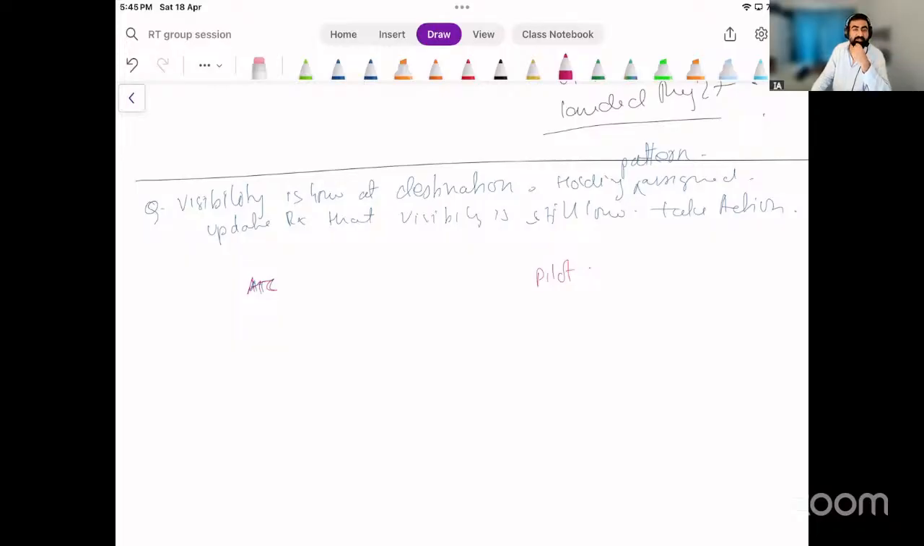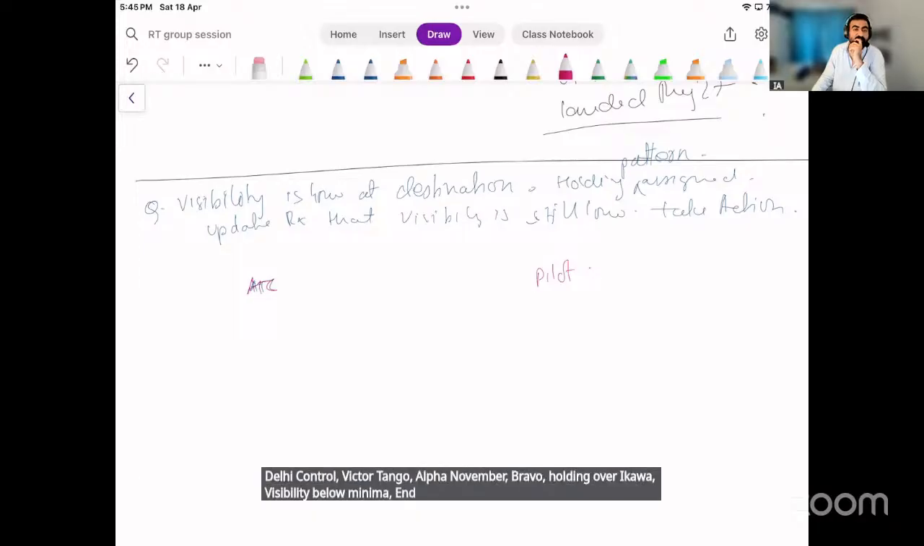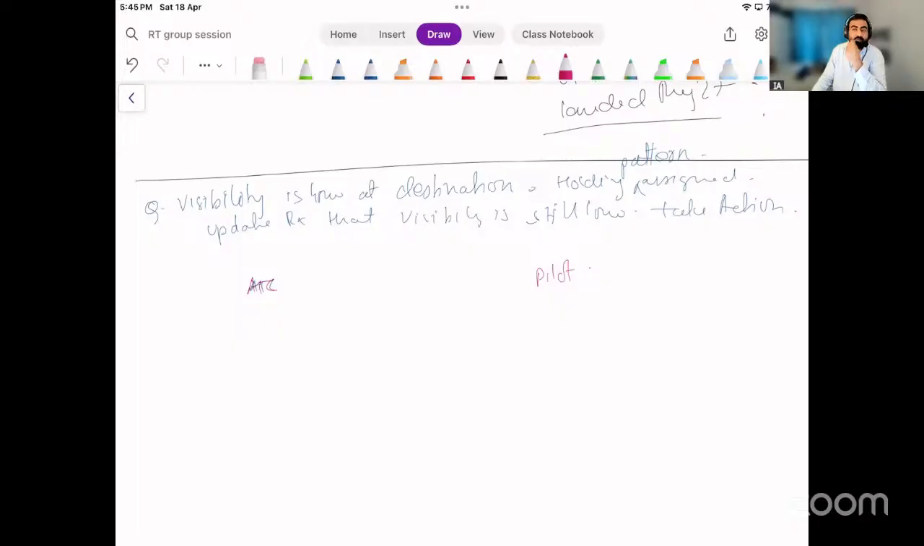Yeah, Triangle Alpha November Bravo, go ahead. Delhi Control, Victor Tango Alpha November Bravo, holding over Ikawa, visibility below minima, endurance 0030, request divert to nearest aerodrome. Okay, it can be still more focused on the situation. Dhruv, try.